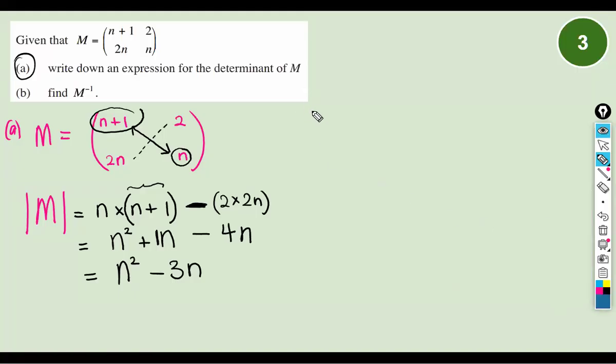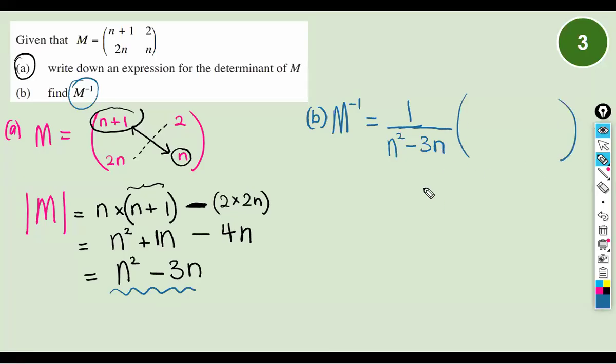We want to do part B. Part B is asking us to find the inverse. To find the inverse of a matrix, whatever you get for the determinant, even if it's crazy looking, usually for the determinant we get a nice number. Today, we got an expression. We put the expression underneath the 1. That's the rules. The determinant goes underneath 1 when it's time to find the inverse.